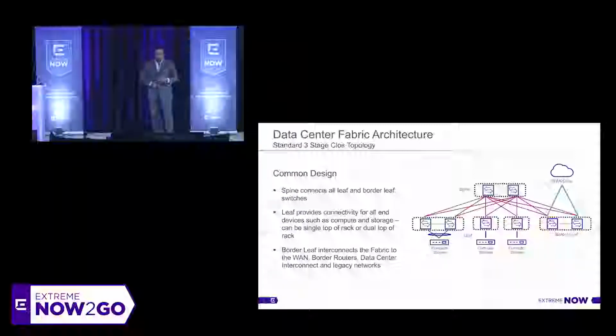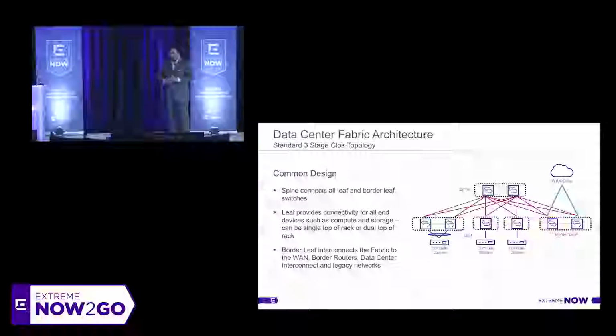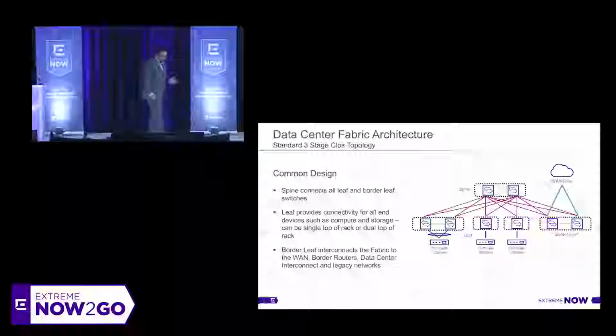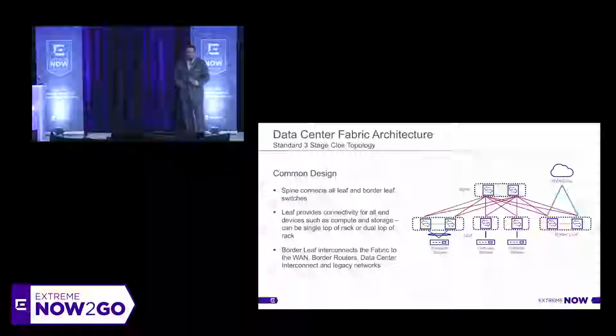The intermediate stage is called the spine. The input-output stage is called the leaf. With this common design that's typically implemented in a lot of data centers today, the spine connects to all the leaves. The spine doesn't have endpoints connected to it. It's the leaves that provide connectivity to your compute and storage farms. The leaf also provides the capability of dual connecting servers into your infrastructure, what we call a dual leaf deployment. And lastly, we also have another special leaf called the border leaf. That's really the input and output from the spine itself, in and out of the fabric.